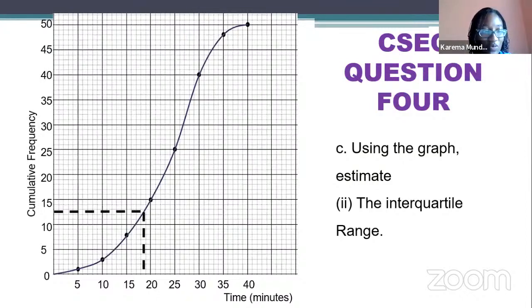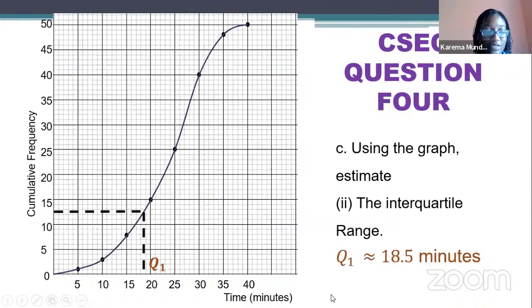Yes, so again, we read from the cumulative frequency because we find the location where we think it should be, and then we read off the time, all right? So in this case, our Q1 or our lower quartile would be approximately 18.5 minutes. Notice the approximation sign that is used. So it's not exact. All right, what about my Q3?